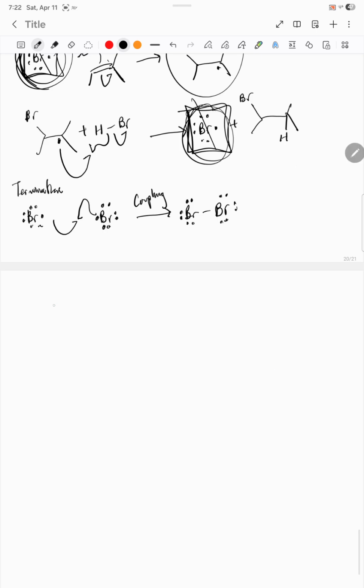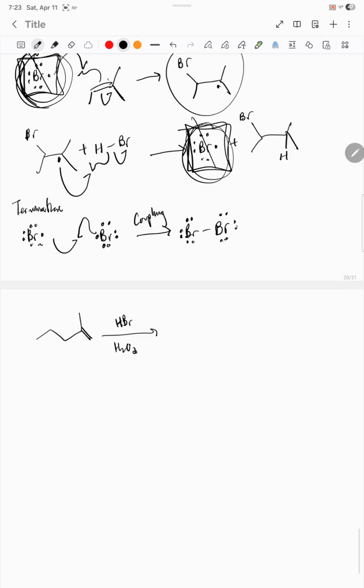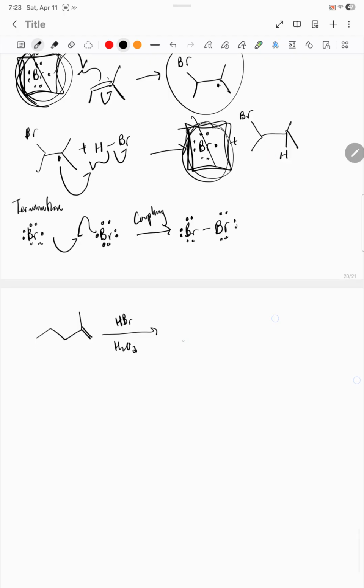Let's do some practice. Let's say we had a molecule that looks like this. We reacted it with H2O2 and HBr. What will basically happen? We learned earlier that under such conditions we form the anti-Markovnikov product. If it's anti-Markovnikov, then we should get something like this. Is that correct?